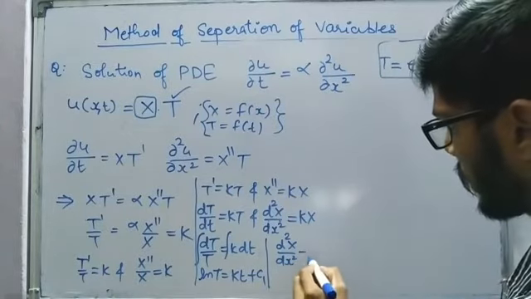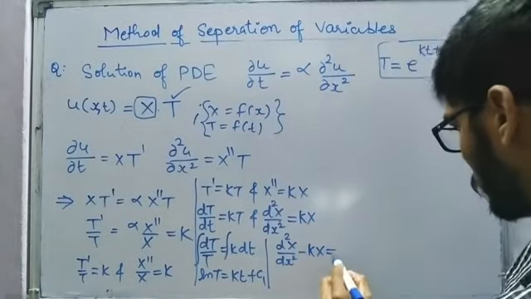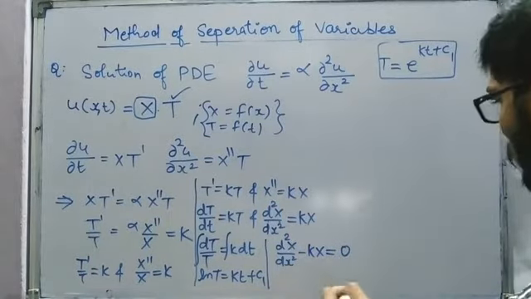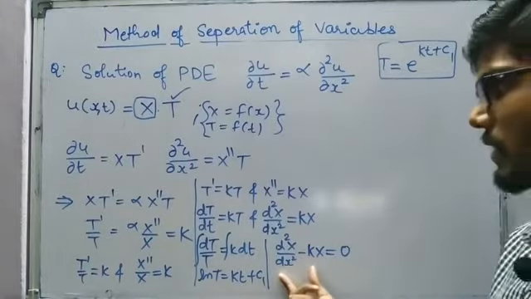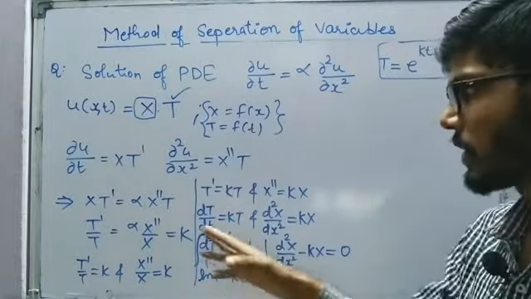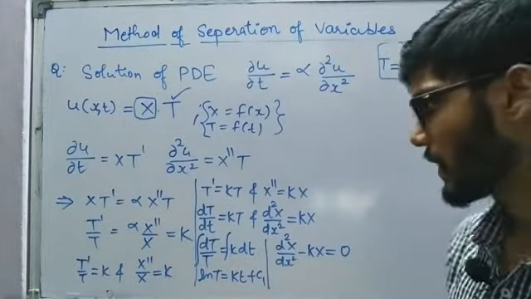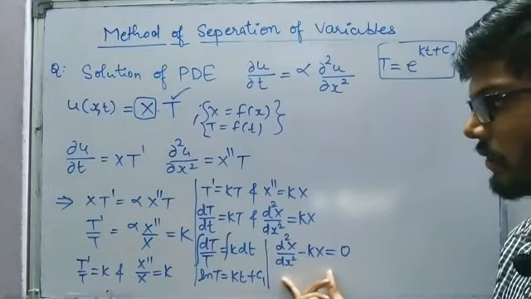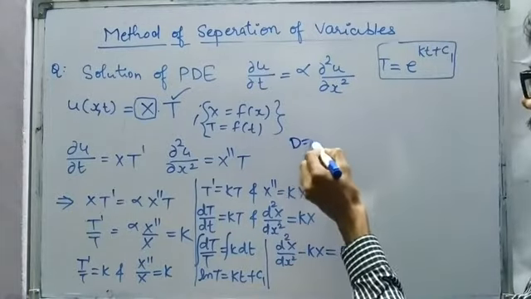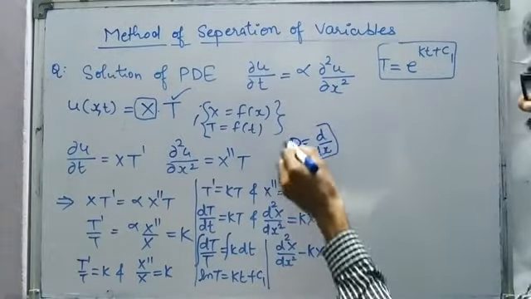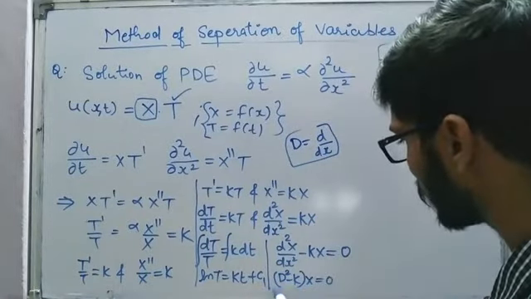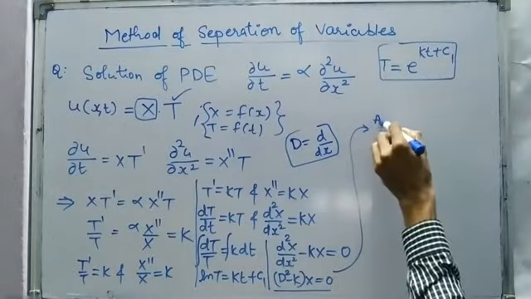So d²X/dx² minus kX is equal to 0. This is nothing but a homogeneous linear differential equation, because these are complete derivatives, right? Though we are solving the problem in the partial differential equation domain, we are making use of the complete derivatives. So this is nothing but an ordinary homogeneous linear differential equation of order 2. So we have to substitute d by dx as D, right? So this will be nothing but (D² minus k) X is equal to 0, and now we'll have the auxiliary equation with us.